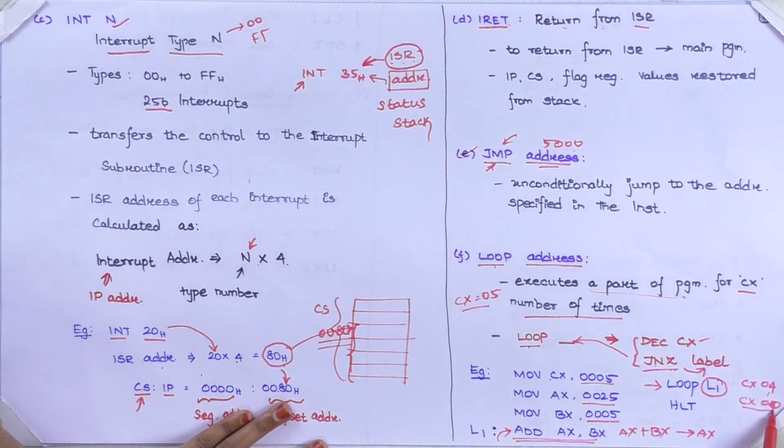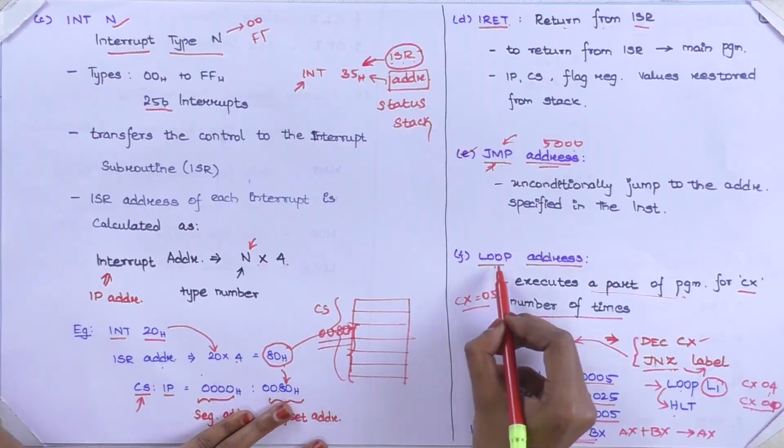So assume that CX has become 0 now, okay. So now when loop checks this, CX has become 0, so it will not jump to this address, it will execute the next instruction. So the loop can be used at any time, not only for string manipulation, for any instructions you can use this loop, okay. This does the operation of two instructions, one is decrement and another one is jump on not zero, okay. So next we will see conditional branches.